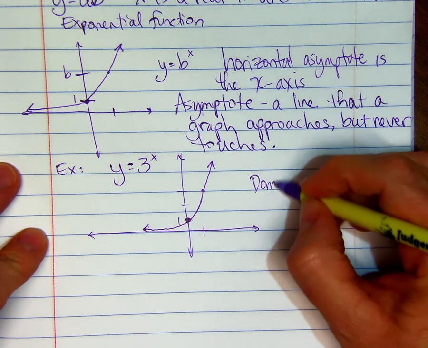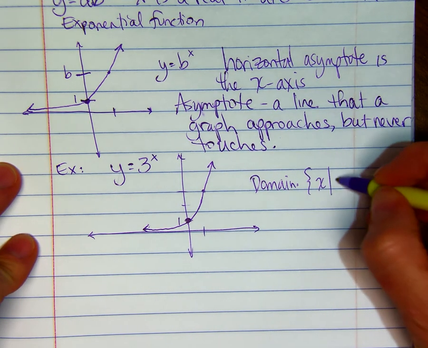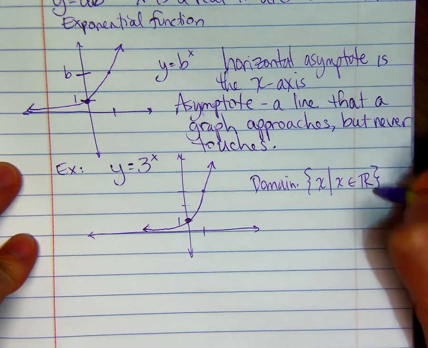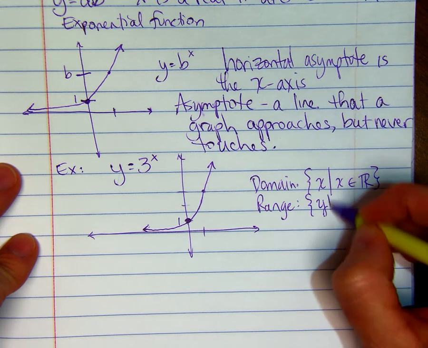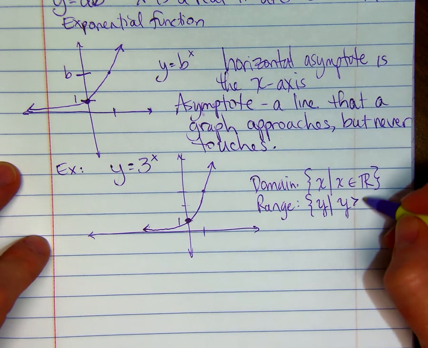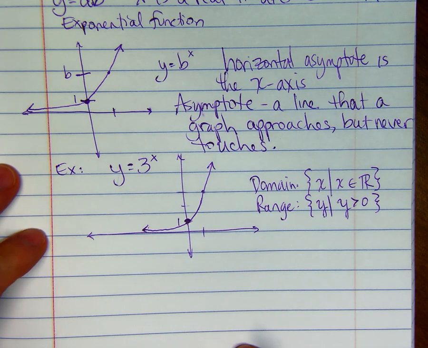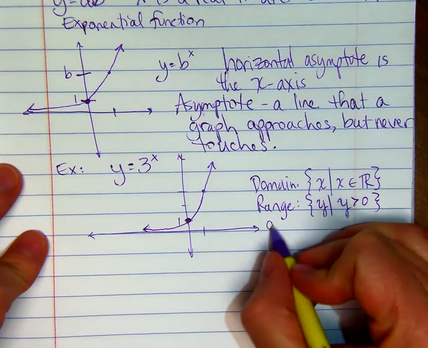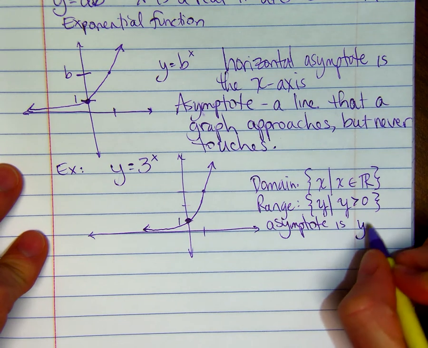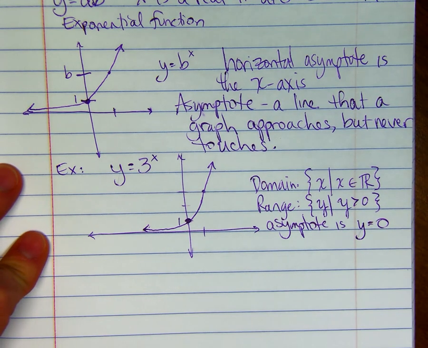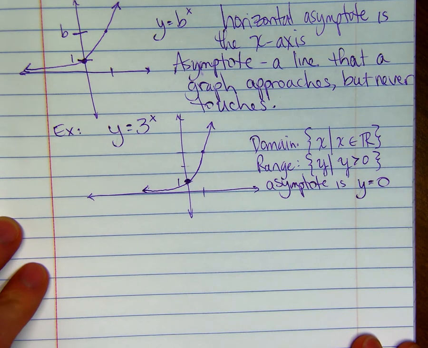The domain for this exponential function is all of x such that x is contained in the real numbers. The range is y's such that y is greater than 0. And the asymptote is y equals 0. Because it's horizontal, it's y equals. If it were vertical, it would be x equals.